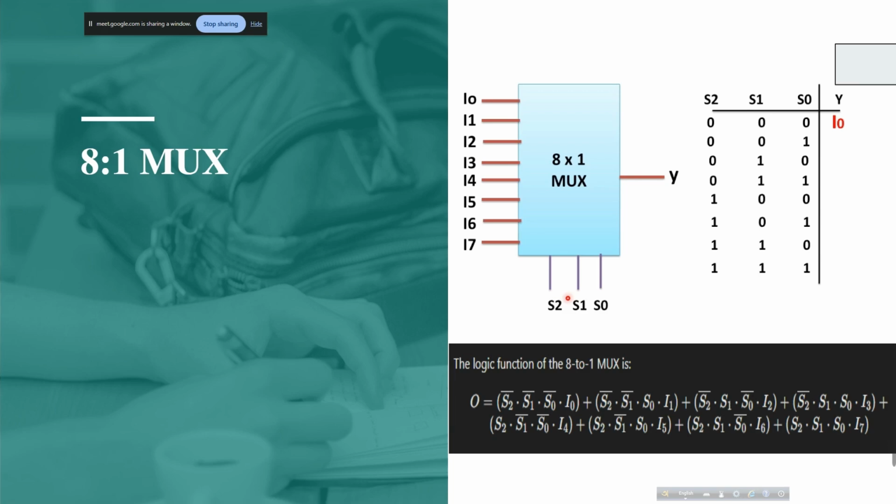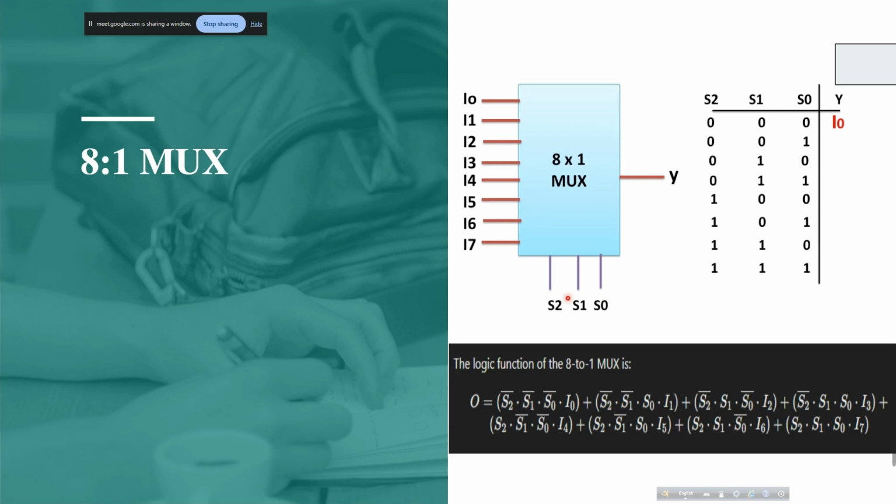The slide shows the 8 cross 1 multiplexer. In an 8 cross 1 multiplexer, there are 8 data inputs and 3 selection or control lines. On the right side, there is a truth table of the 8 cross 1 multiplexer. The selection lines S2, S1, S0 select the data input. If they select 0, 0, 0, the output will be I0.